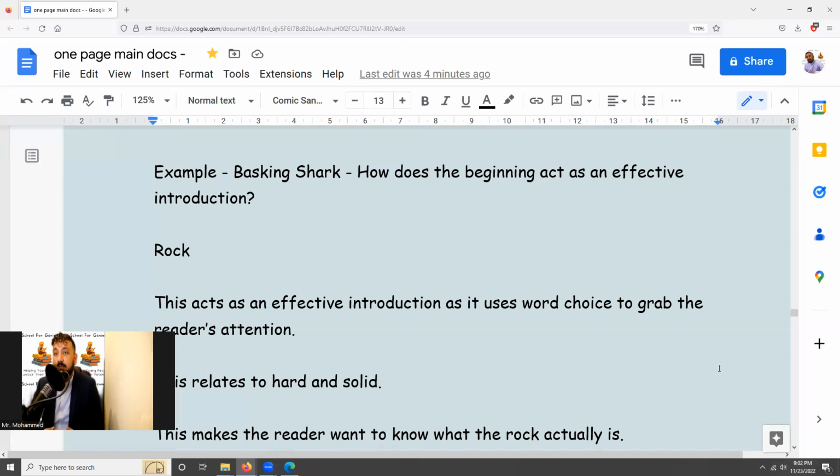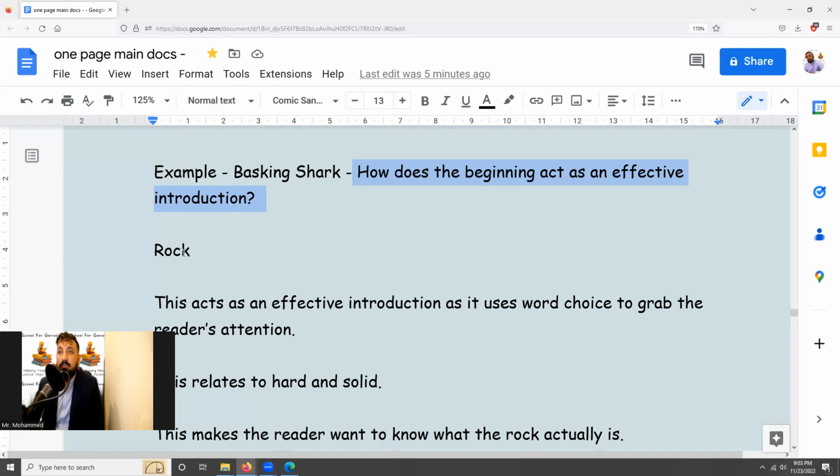And then you can spend time on these, yeah. Okay, so an example, and this is based on the poem Basking Shark by McCaig. Some of you may be studying it. So the question would look something like this: how does the beginning act as an effective introduction?